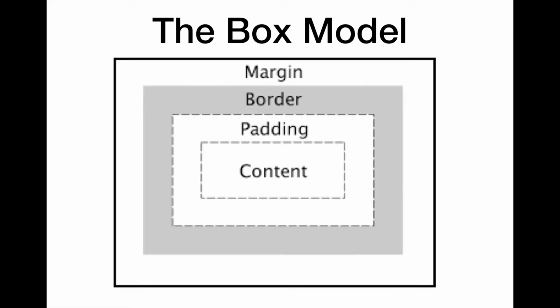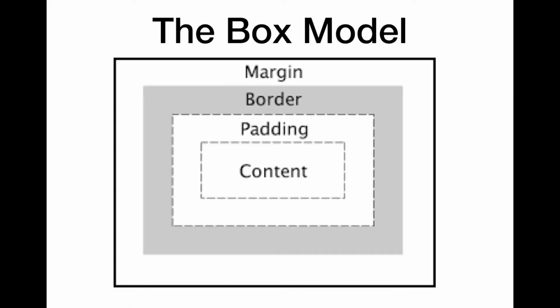This is the box model, and every single element on the page is considered to be a rectangular box. So everything in the content portion would be things like image tags, header tags, paragraph tags, and things like that. So that's the content of the website.